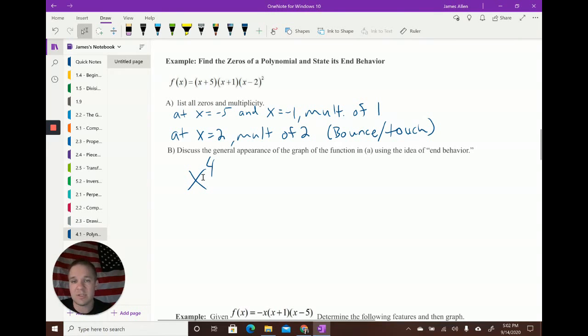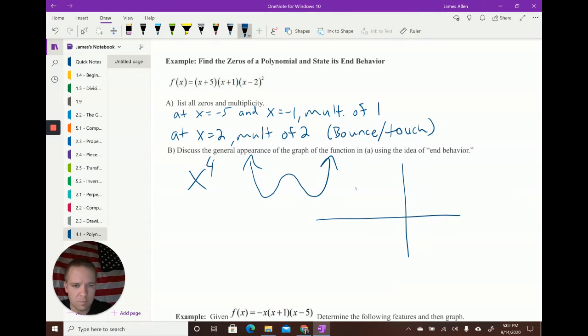But I don't have to do that to just discuss the general appearance based on its end behavior. So it's going to look W in shape, and it's going to bounce off when it's x equals 2, which would be this spot over here because it's the most positive. Okay? So if we were to actually graph it, that's what you'd see. You'd see something like, that should be a bounce. It's going through at negative 1. It's going through at negative 5. And this is at positive 2. Boom, there we go. America.